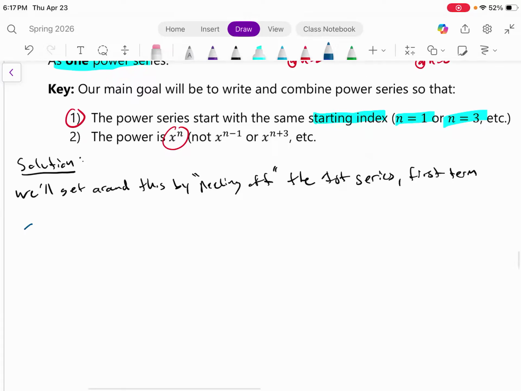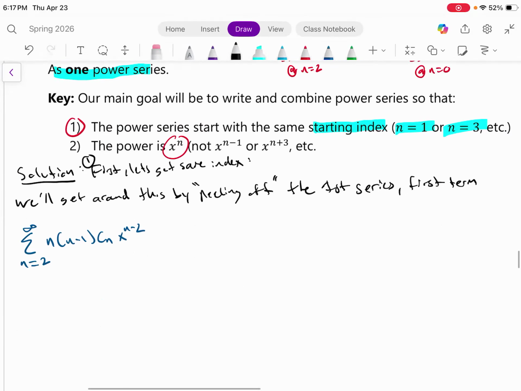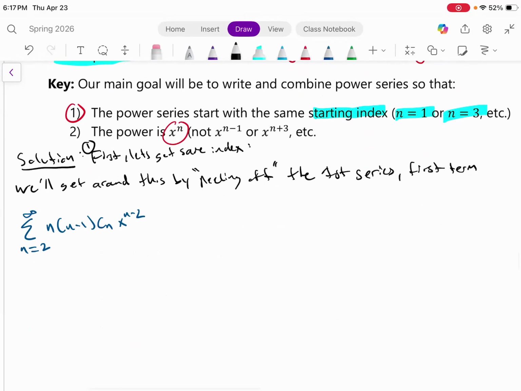So let's just rewrite that power series. n equals 2 to infinity, n times n minus 1, c sub n, x to the n minus 2. So maybe I can annotate a little bit more here. I'll say, like, let's get step one first, let's get same index. Maybe that might help for annotation. But yeah, so we're looking at this first term. All right, we want to peel off. We want to get the same starting index out at n equals 3 for both of these.